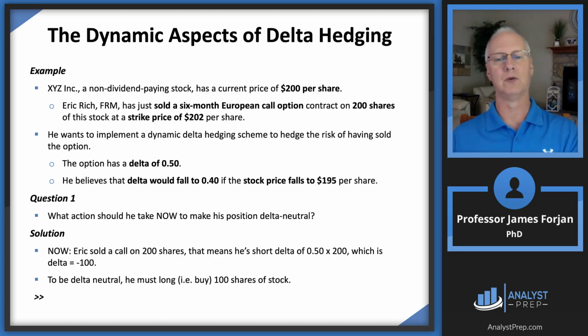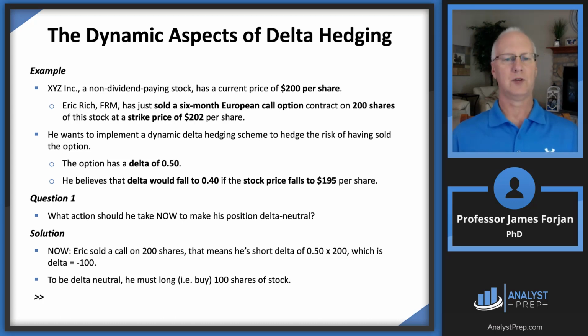So we have to own 100 shares of stock, and that should make perfect sense because when the stock price goes up by $1, the option price just goes up by 50 cents. So we should have half the shares of stock than our position in the option. That should make perfect sense.